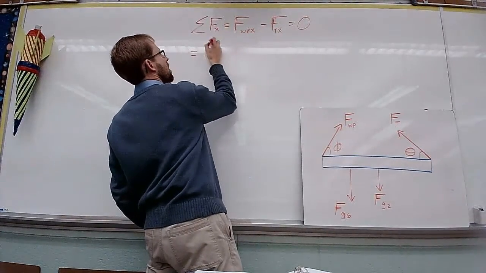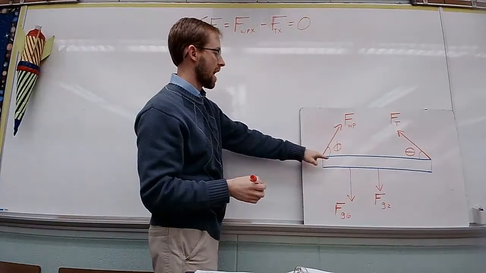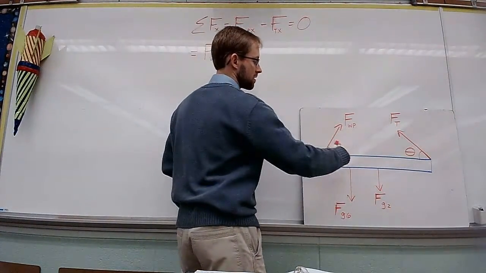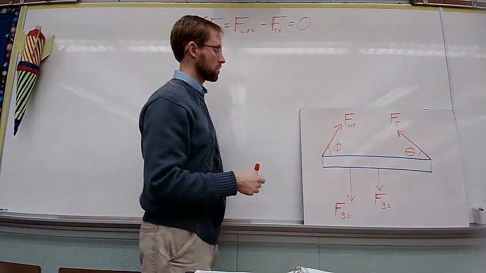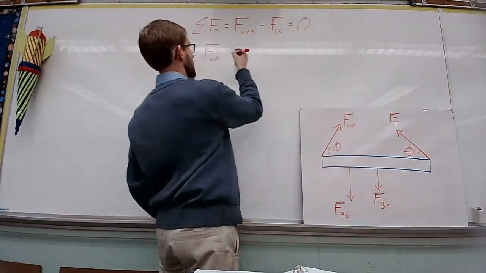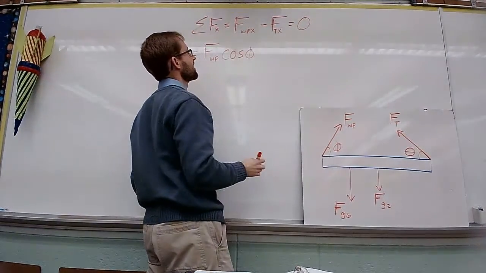So the force of the wall on the pivot, we don't know anything about that. But if we're looking at the x direction here, that would be the horizontal one. So the adjacent side is going to be what? Sine or cosine? Cosine, yes. So FWP cosine phi.